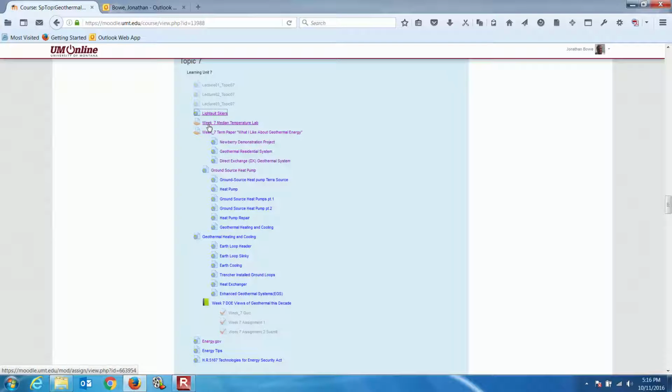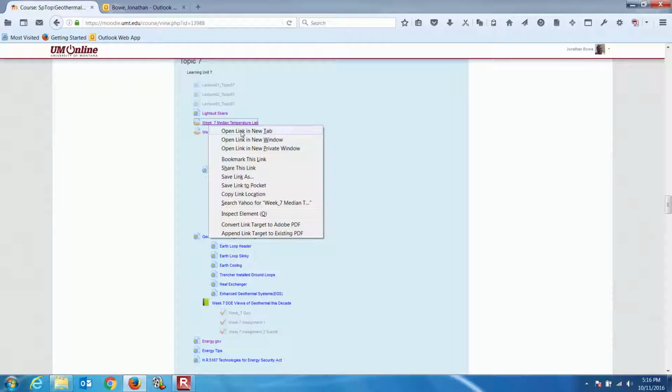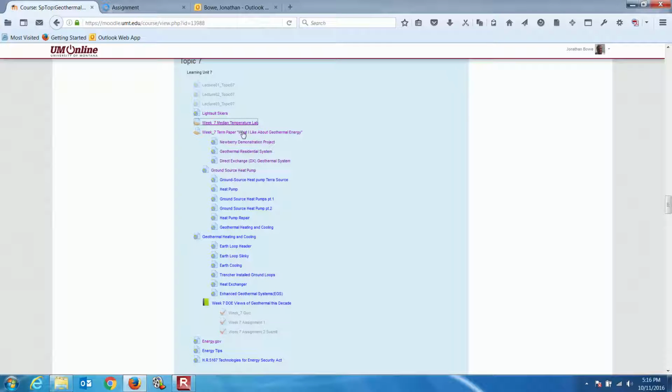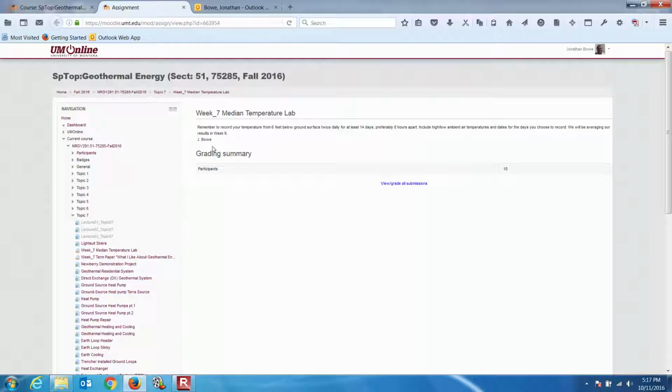But let's take a quick look now at our median temperature lab. Hopefully you're making some progress on it. Remember to record your temperatures from 6 feet below the surface twice daily for at least 14 days, preferably 8 hours apart. Include high and low ambient air temperatures and dates for the days you choose to record. We will be averaging your results in week 9.